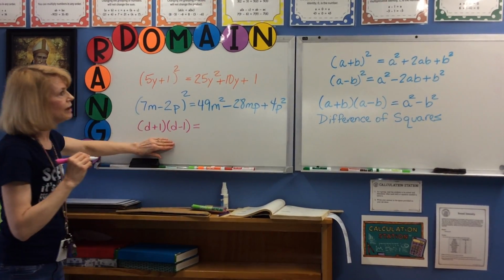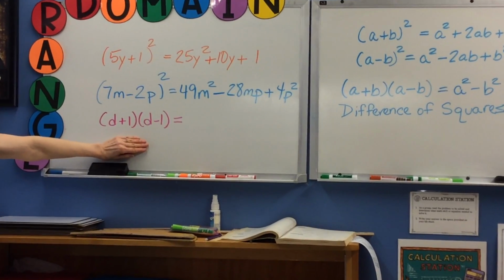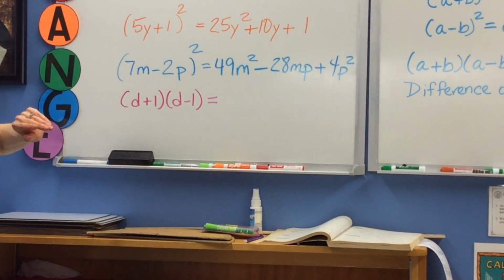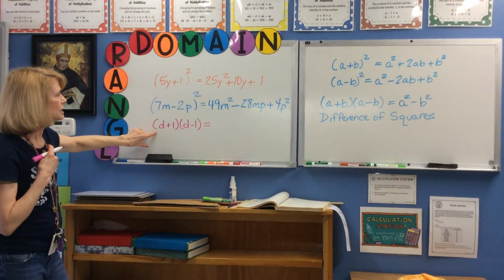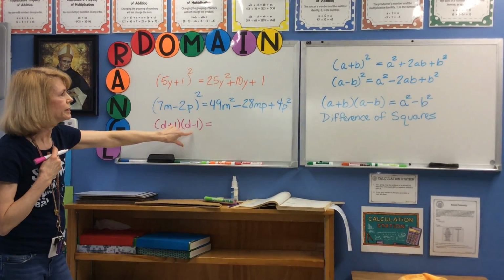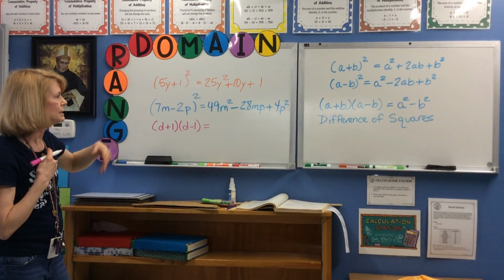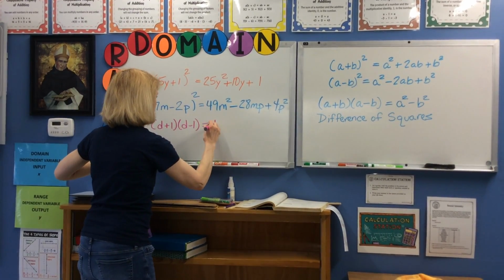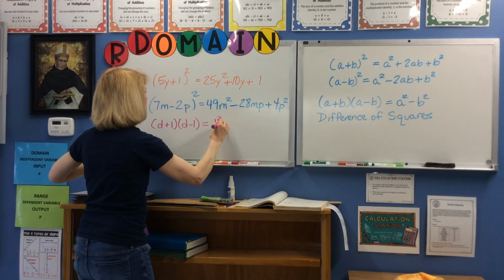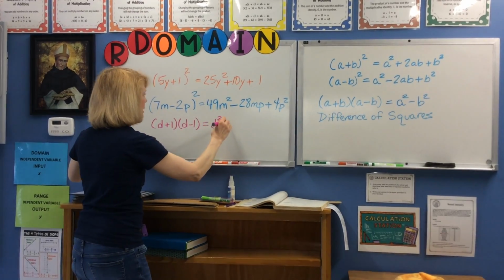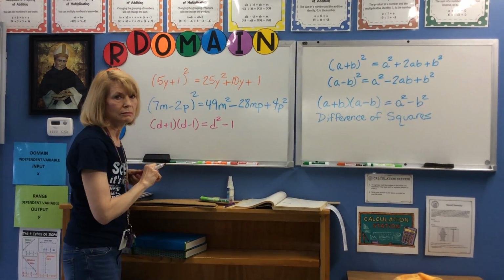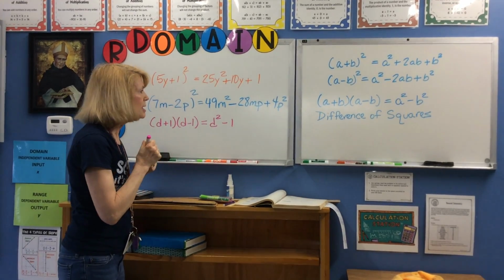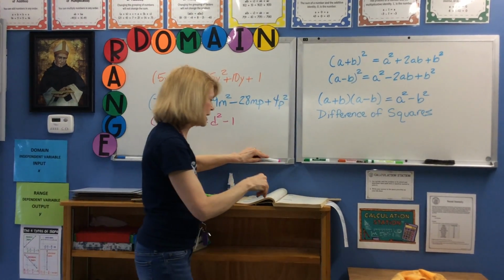So in this case, we've got a difference of squares, right? The difference of squares are the easiest ones to me because all you're going to do is square your first number and square your second number, and it's going to be subtraction. So I've got d squared, because d times d is d squared, minus 1 squared, 1. Okay, so those are the 3 special cases and how they work.